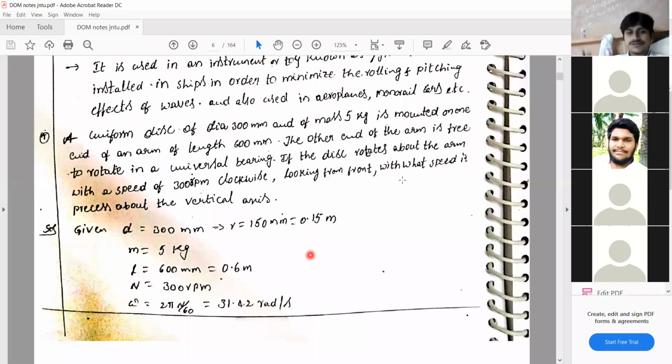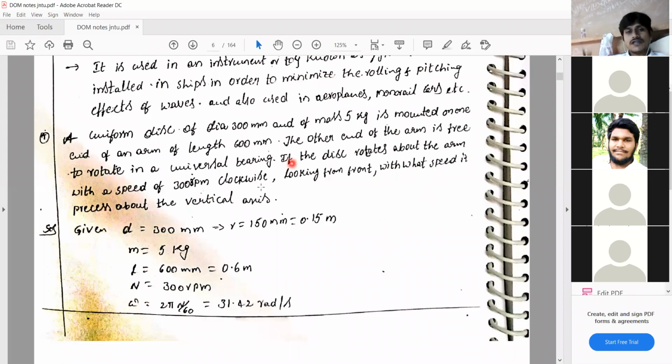All of you observe that. Here they clearly mention the rotation speed and direction of rotation, and the precession direction, and the vertical axis speed. That means the speed at which it precesses about the vertical axis, the angular velocity of precession. Our required value is the angular velocity of precession.